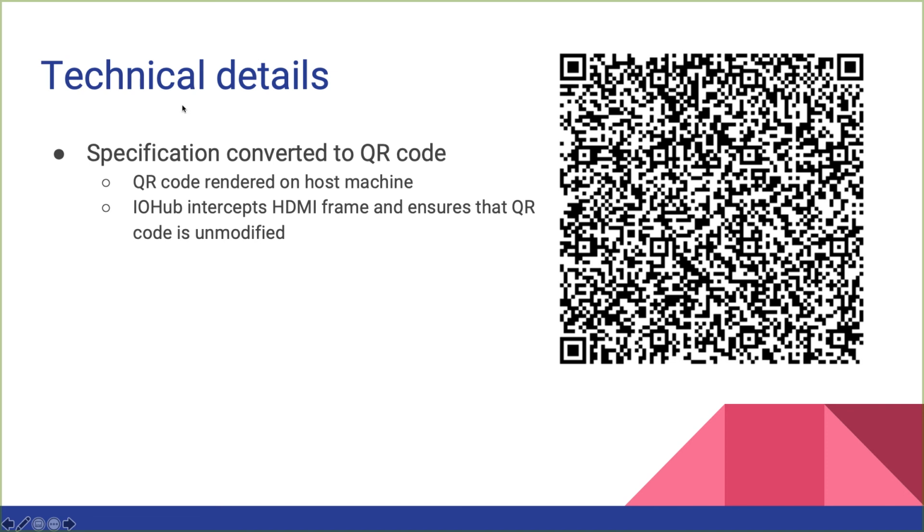Okay, so how do you go from QR code to form? IOHub also intercepts the display. So you connect the HDMI to the IOHub, and it takes the QR code and then renders the form for you.